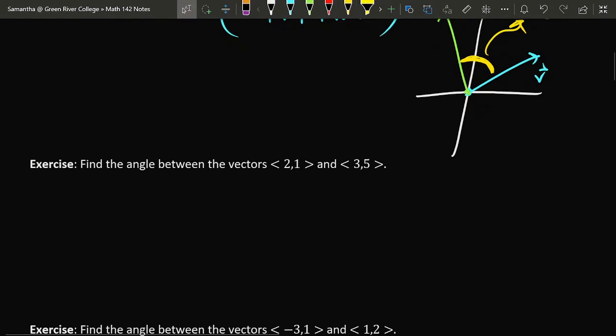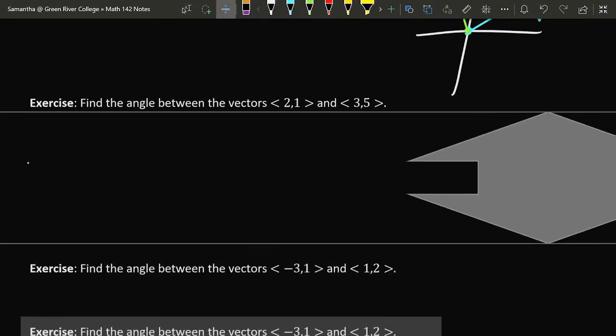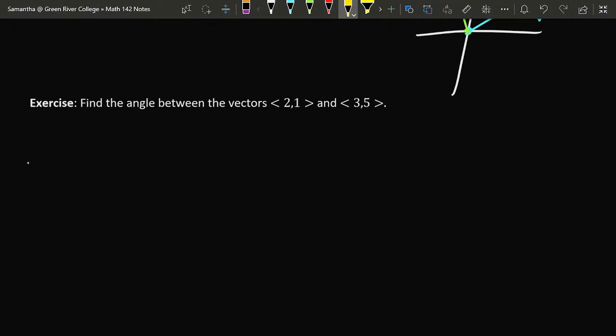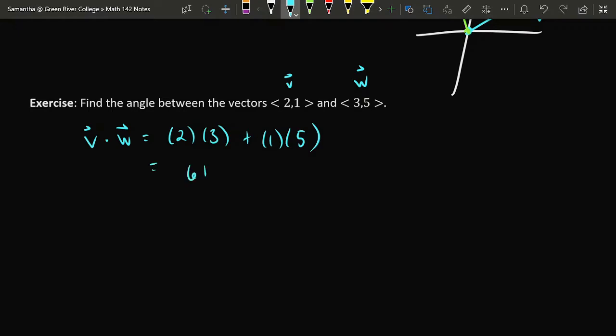Let me give you an example of the calculation of the angle between two given vectors. In this case, we have a first vector which is 2, 1, and we have the second vector 3, 5. So let me just nickname this first vector v and this second vector w. The first thing that I'm going to do is calculate the value of the dot product. I'm going to take the product of the two x's, and the product of the two y's. So that would be equal to 6 plus 5, which is 11.